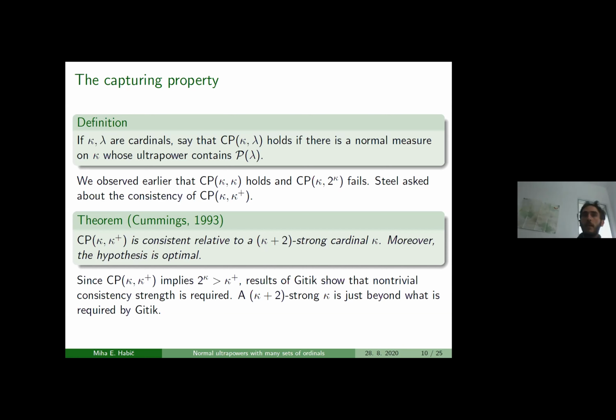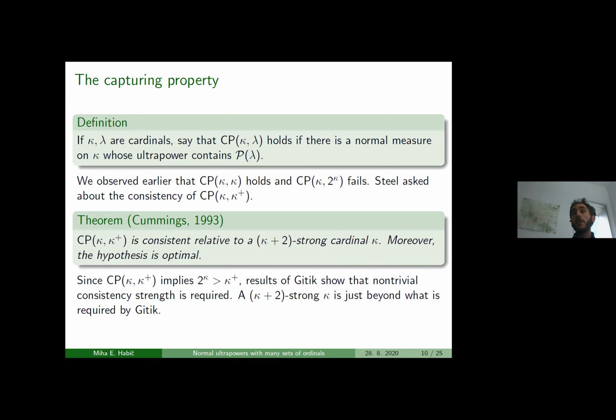So what we observed earlier was that the capturing property at kappa kappa just holds. Any normal ultrapower at kappa computes the power set of kappa correctly. And the capturing property up to 2 to the kappa fails, because there's always a subset of 2 to the kappa that's missing from a normal ultrapower. What is it? Well, it's the measure that the ultrapower comes from.